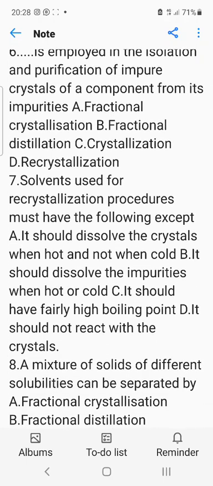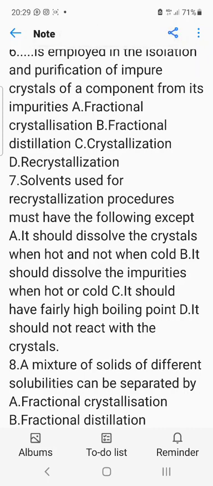Number 7, solvents used for recrystallization procedures must have the following except. A, it should dissolve the crystals when hot and not when cold. B, it should dissolve the impurities when hot or cold. C, it should have fairly high boiling points. And D, it shouldn't react with the crystals.